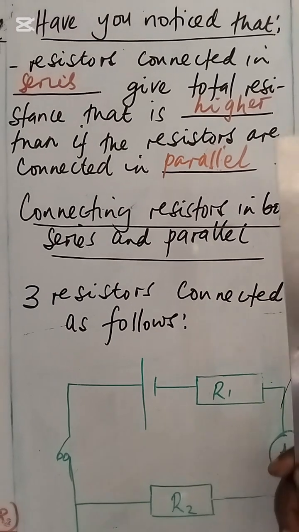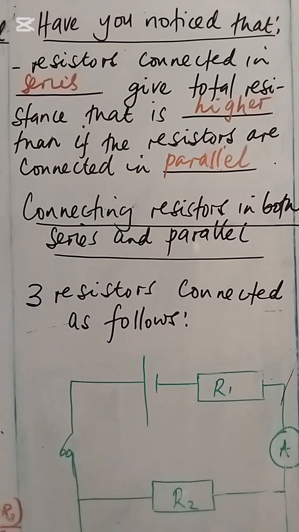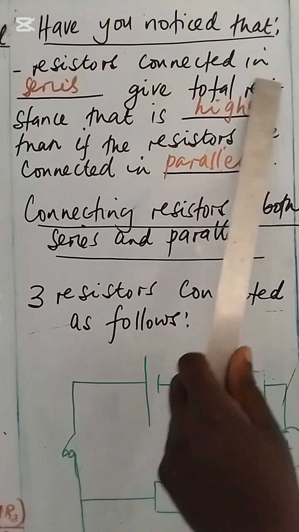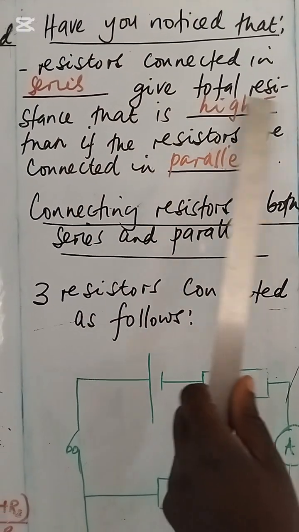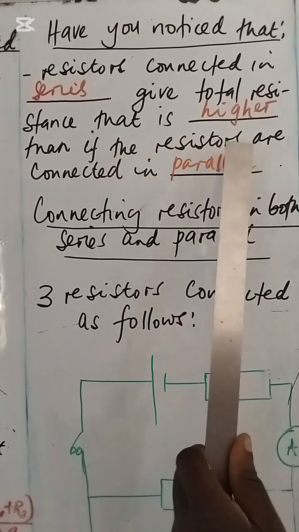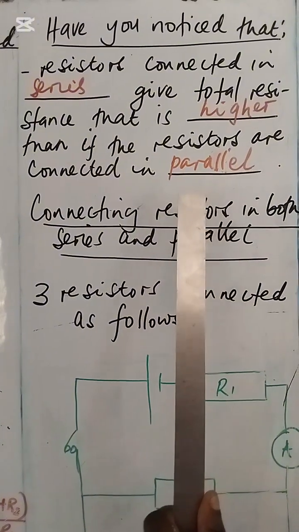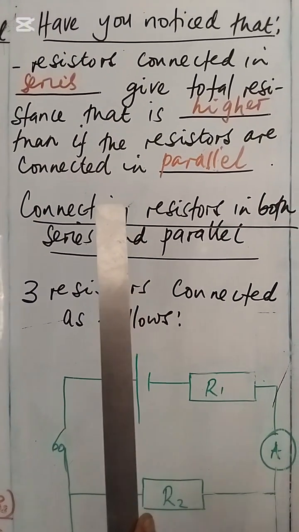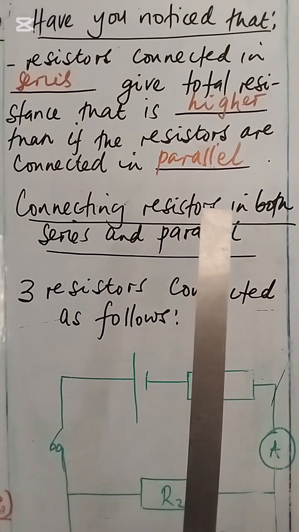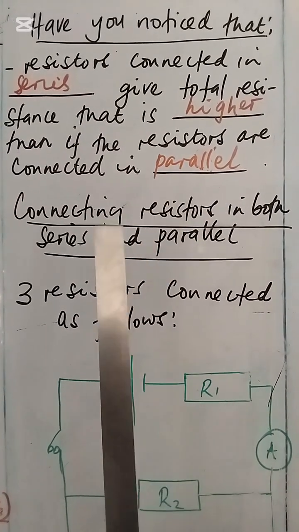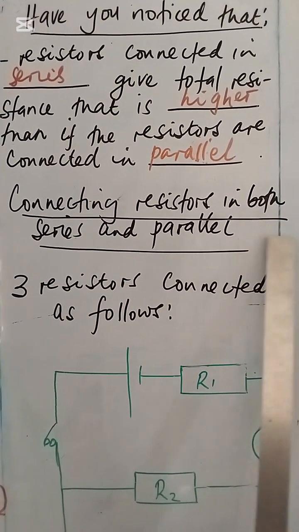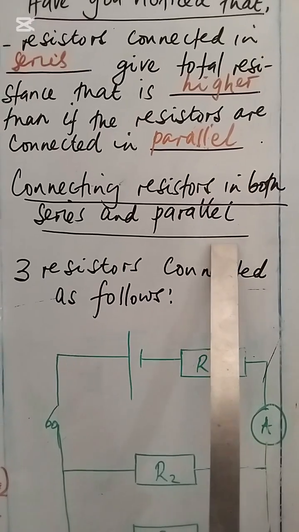Did you notice from our workings below that resistors which are connected in series give total resistance that is higher than if the resistors are connected in parallel? So arranging resistors in series will give a resistance that is bigger than if you arrange resistors in parallel. Then connecting resistors in both series and parallel.